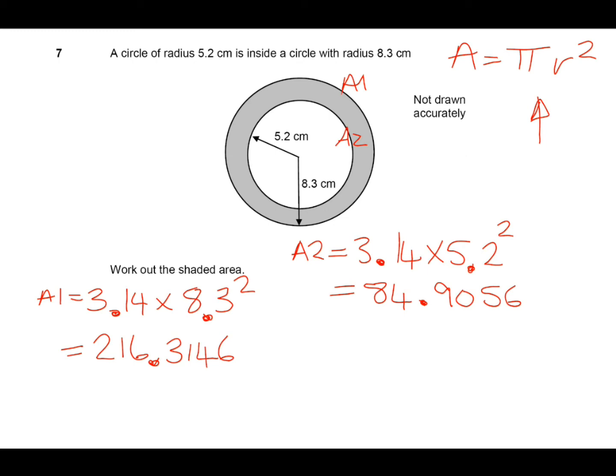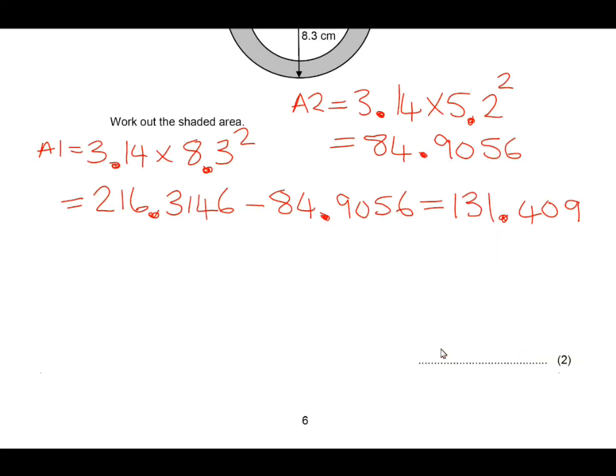Now all we need to do is take our big circle, subtract our small circle, and that will give us the shaded area that's left. So the shaded area is 131.409. It's centimeters, and don't forget area is squared, and that's worth 2 marks.